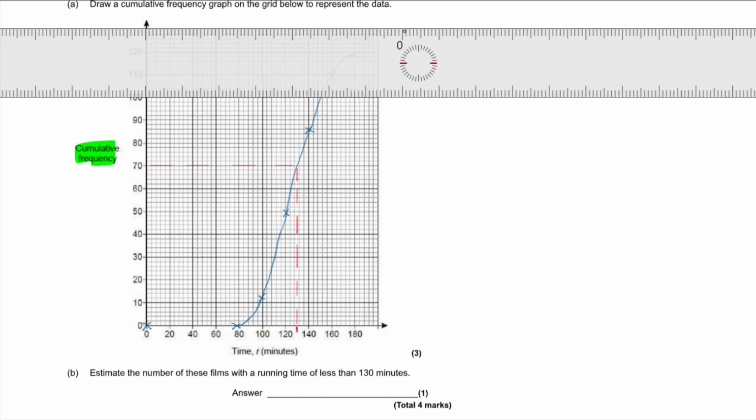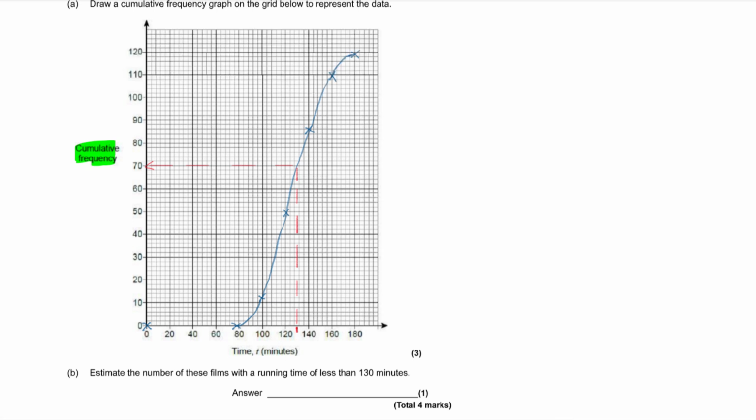And that's going to be my answer here. Now I think that's pointing to 70 on mine. Now yours might vary slightly to mine. It's not an exact science drawing a cumulative frequency curve. You do get a bit of variation from graph to graph. So as long as you write down the number on your graph, you'll do fine, you'll get the mark.